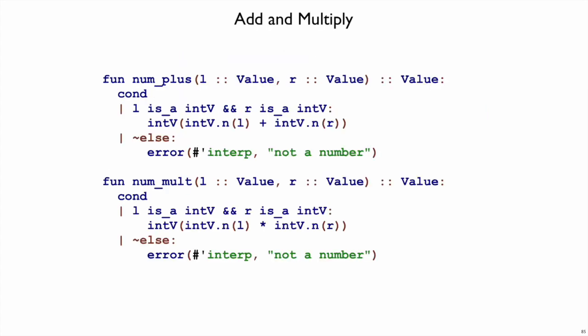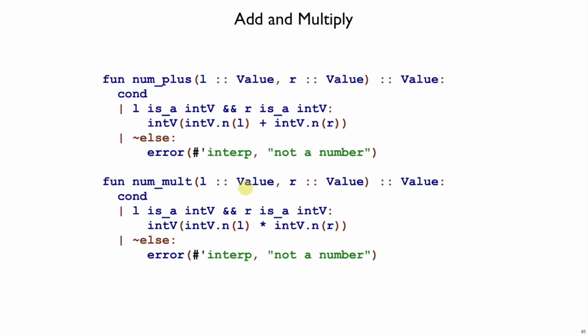So num plus and num mult helper functions could look like this. We've got values left and right. And we could do a match dispatch here, but it turns out to be easiest to use isa now to check whether left is an int v and right is an int v. Then we can use int v.in to get the integer out of that int v. And now we have two integers. We can add them together and put them back inside an int v. If either left or right is not an integer, that means we're trying to add a function. And in that case, interp can just complain with not a number.